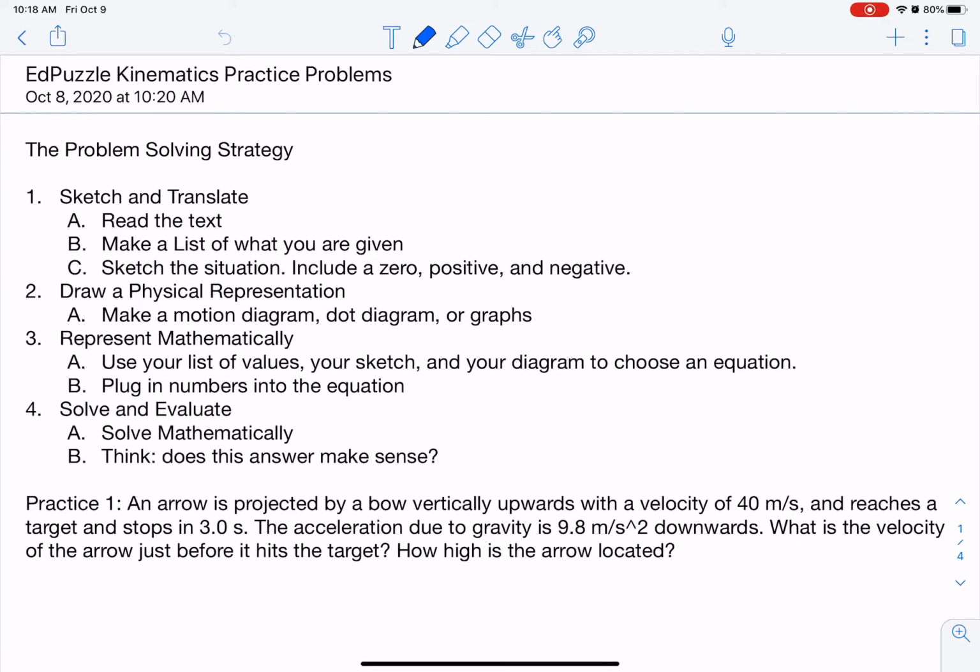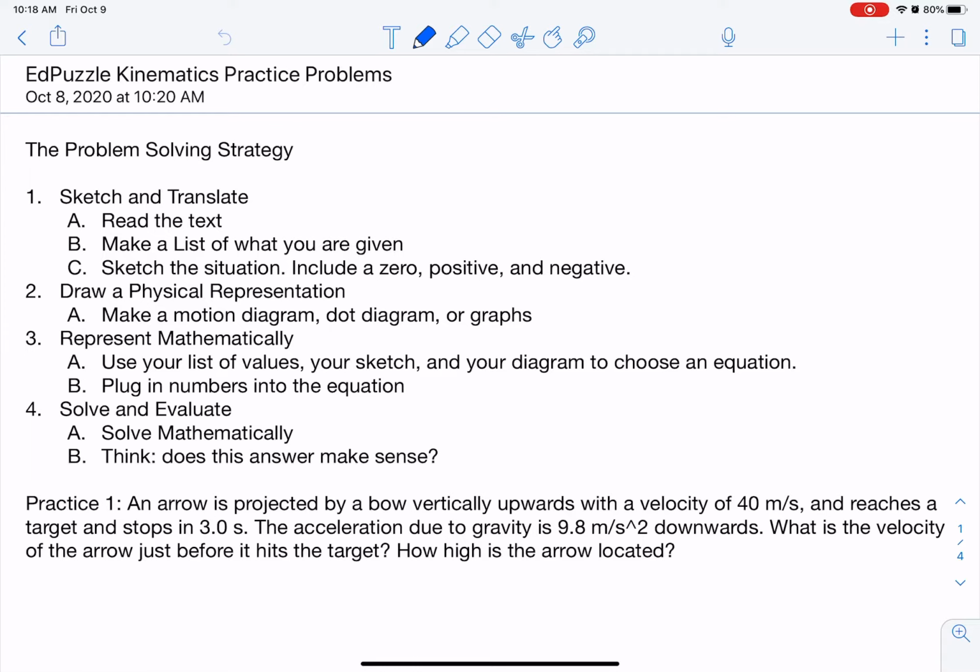Hi everybody, in this video I'm going to go over a problem-solving strategy for how to solve kinematics practice problems. I'm going to go over the strategy and then I'm going to do a practice problem, and then we're going to do two together. Okay?